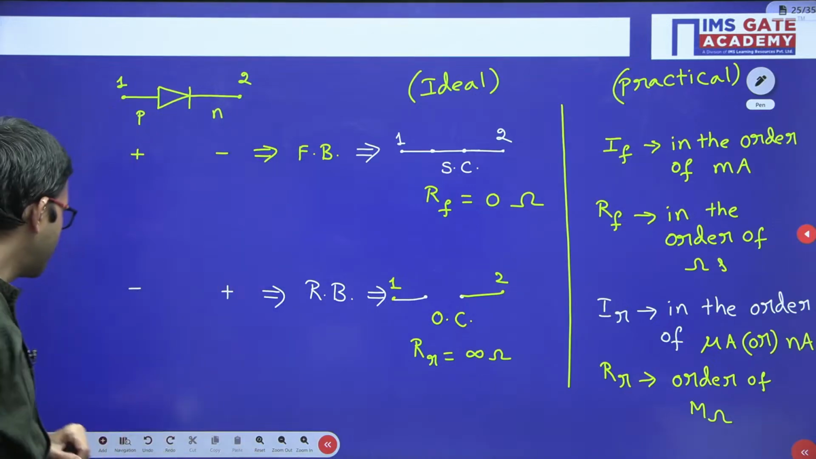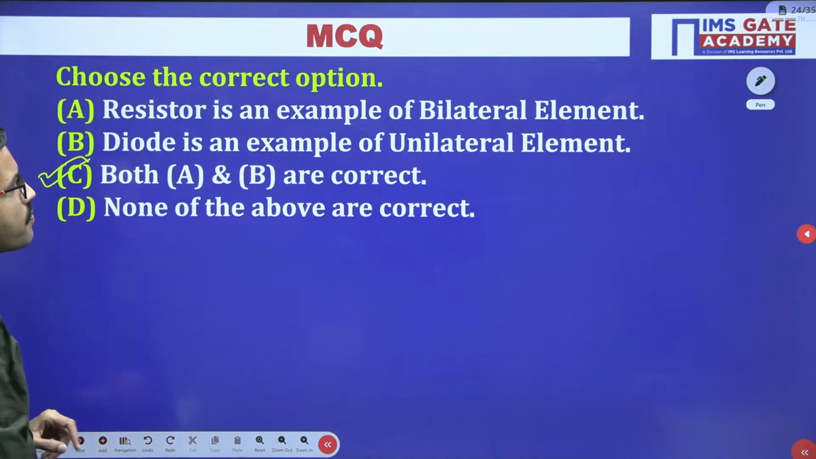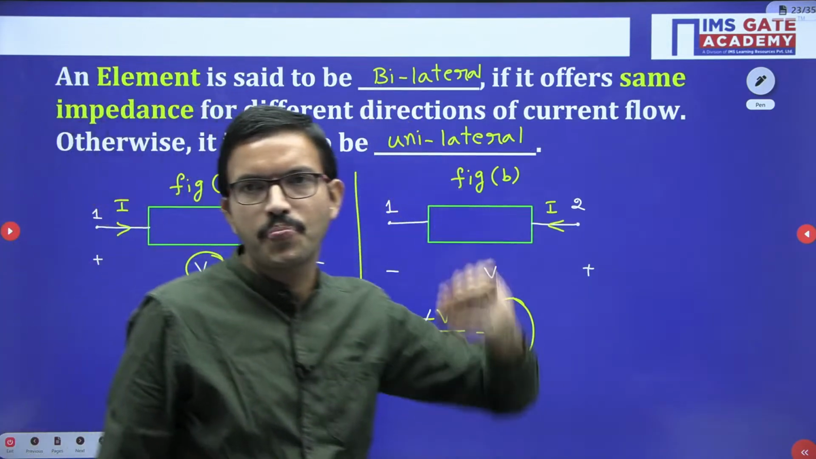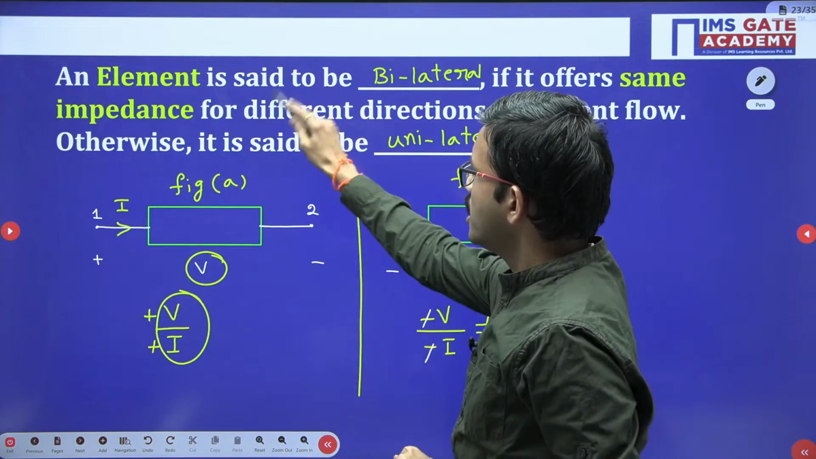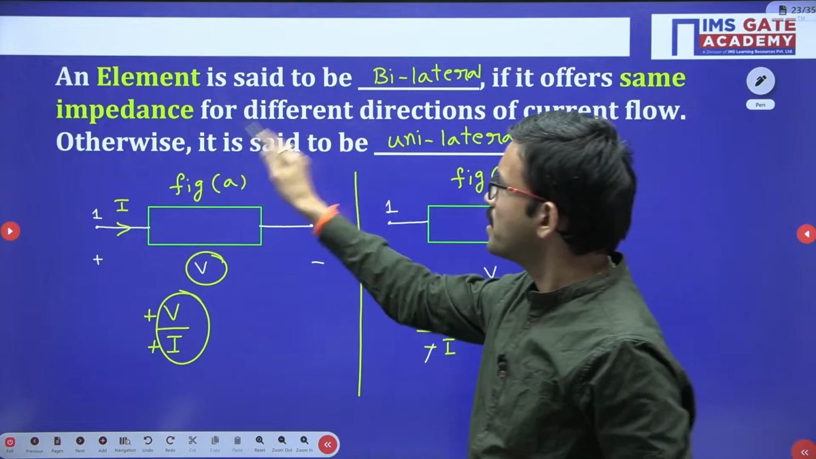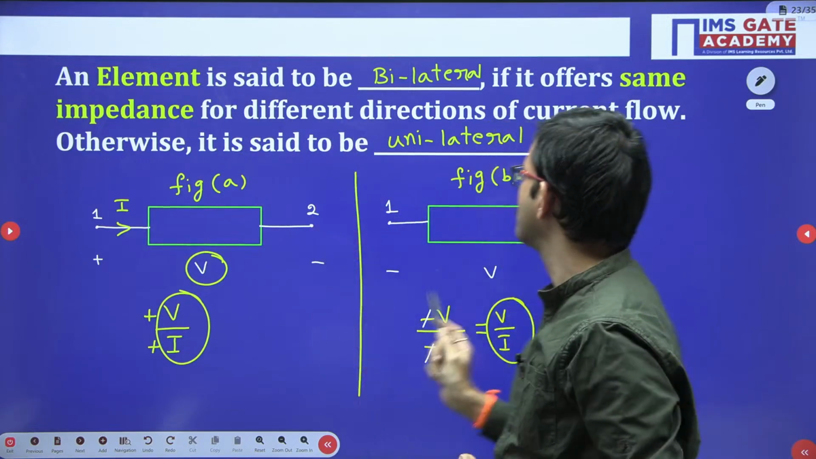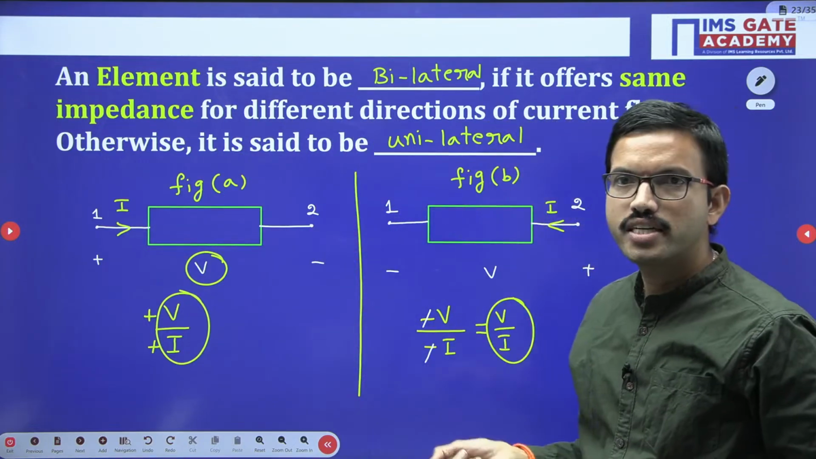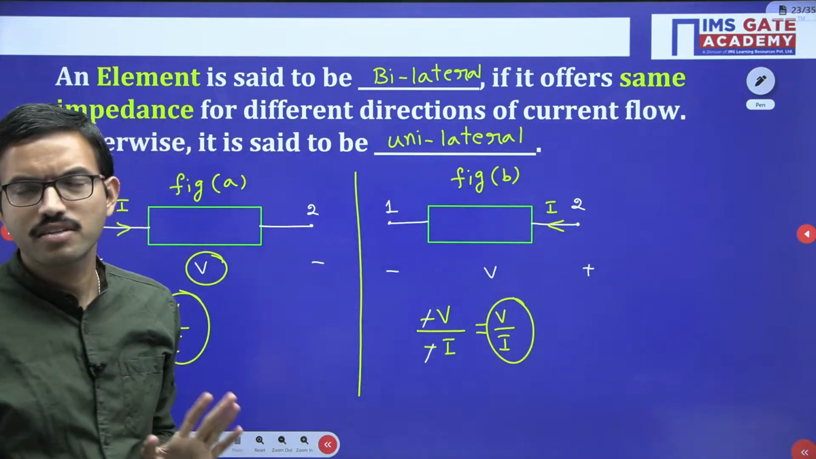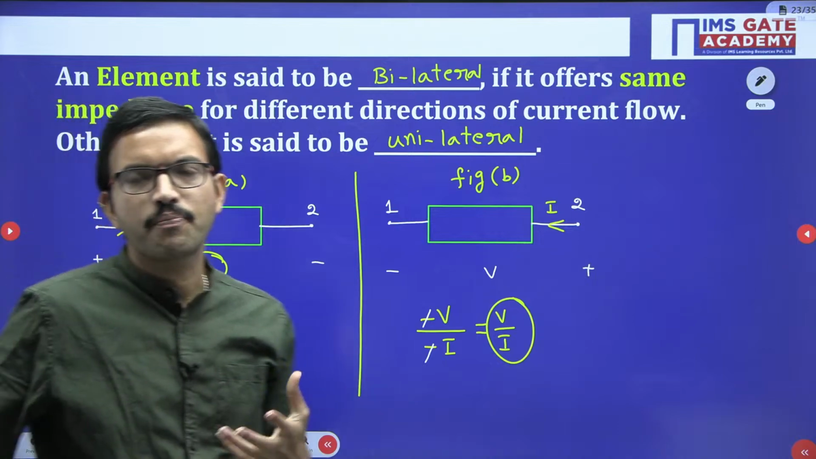Now observe this definition regarding bilateral and unilateral. An element is said to be bilateral if it offers the same impedance for different directions of current flow. Otherwise, it is said to be unilateral. Whenever you want to identify whether an element is bilateral or unilateral, there are approaches you can use.